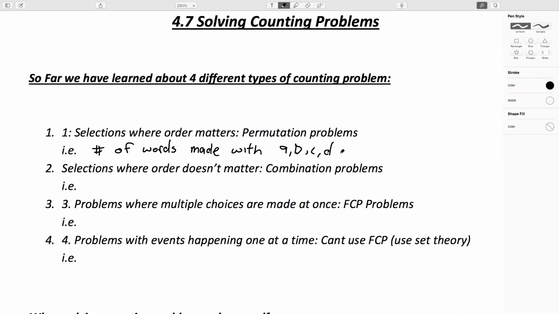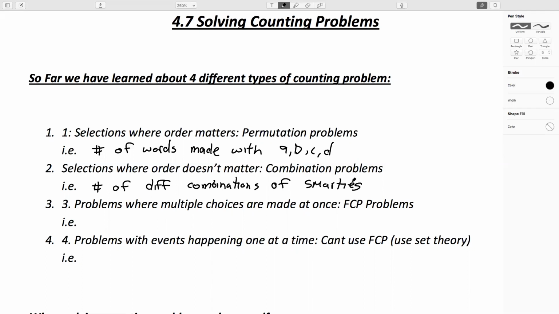Selection where order doesn't matter. That's a combination. So an example of this could be like the number of different combinations of Smarties. Doesn't really matter what order you put the Smarties in the bag. It's about how many reds, how many blues, how many purples, etc.